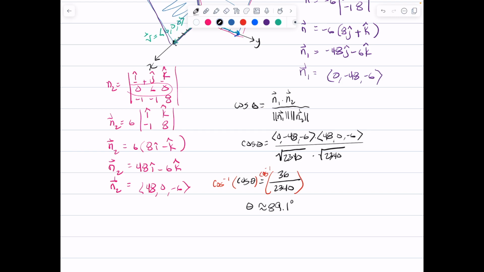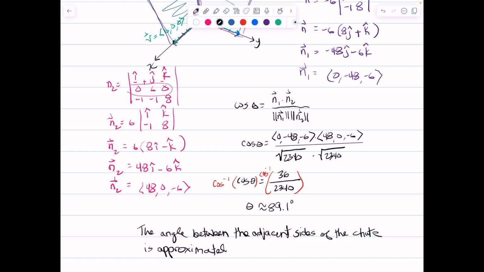Cool, cool? All right, so hopefully, the angle between the adjacent sides of the chute is approximately 89.1 degrees.